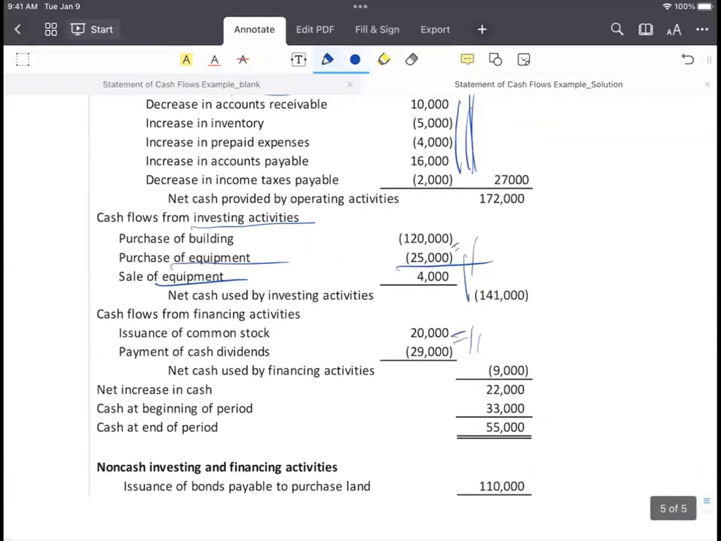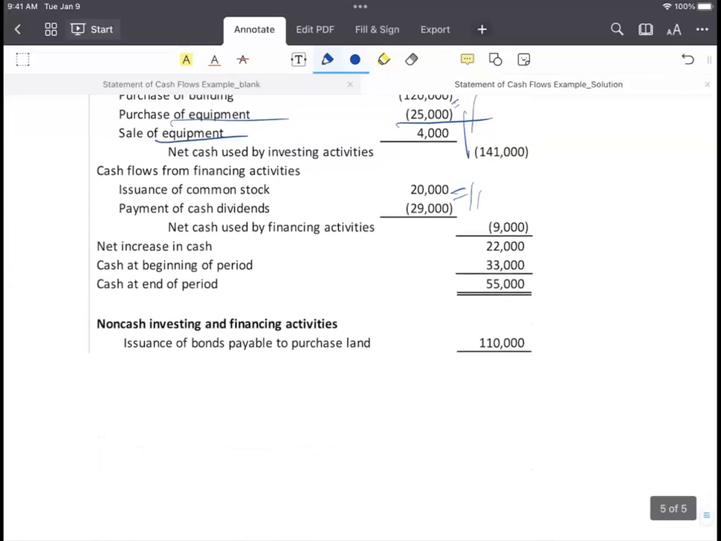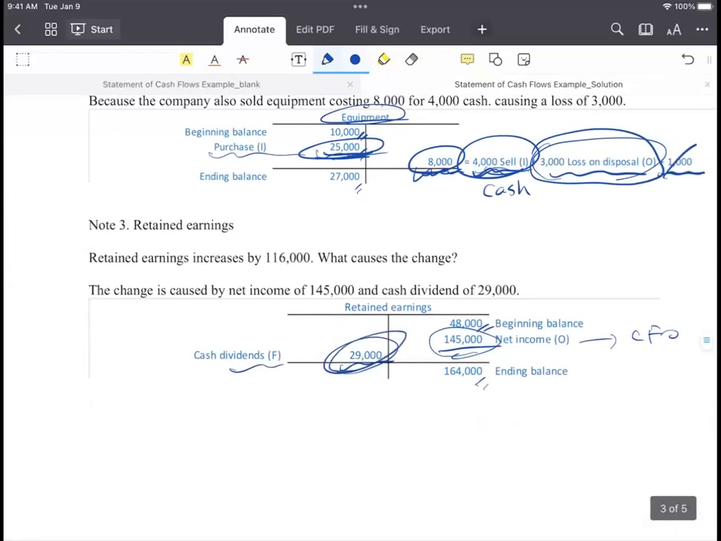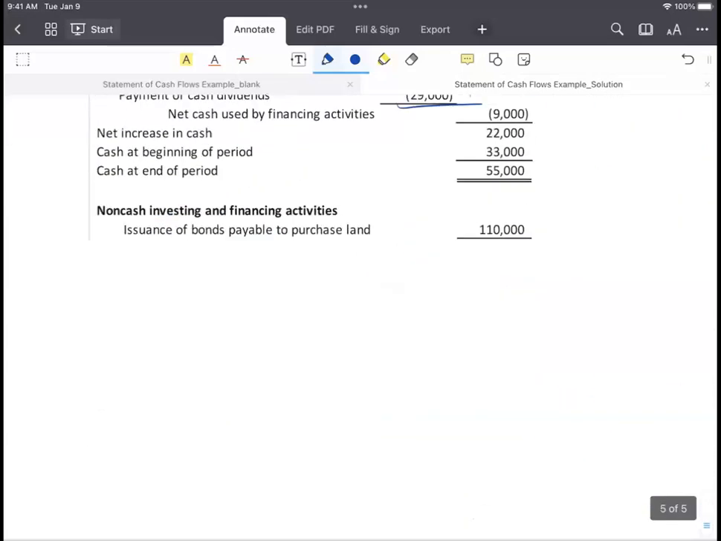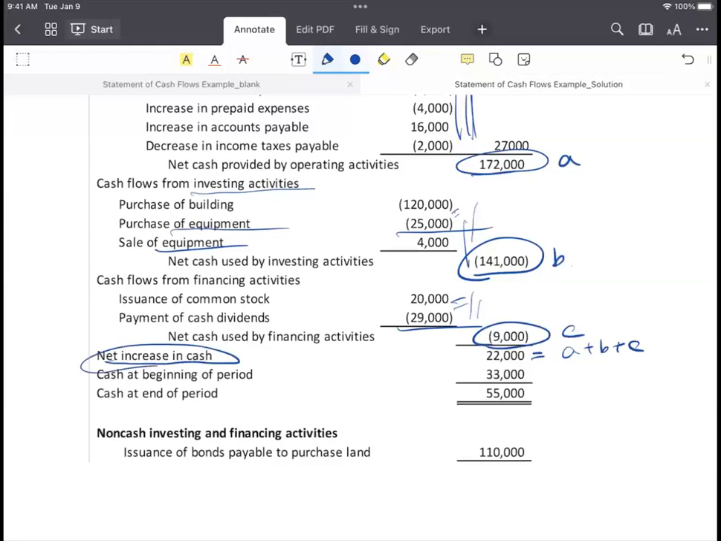Issue of common stock, 20,000. Payment of cash dividend, 29,000. And then the total cash flow from operating activities plus the total cash flow from investing activities plus the total cash flow from financing activities is going to give you the net change in cash. And it is going to be equal to the difference between the firm's cash at the end of the period and cash at the beginning of the period.